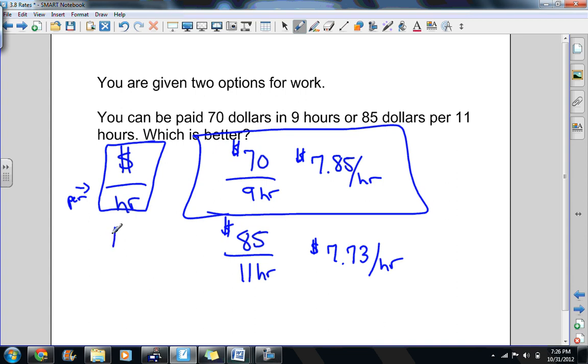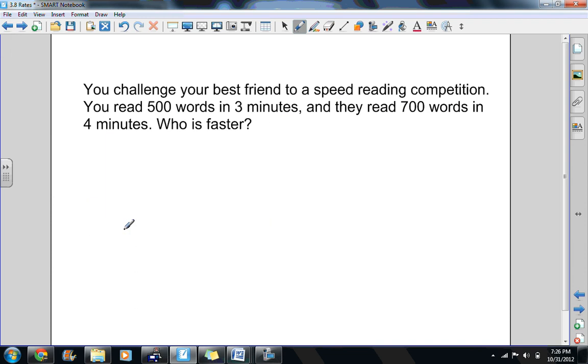Important thing to focus on, the label will tell you how to solve the problem. If you're looking for miles per hour, you do miles on top, hours on the bottom. So you challenge your friend to a speed reading competition. You read 500 words in 3 minutes, and they read 700 words in 4 minutes. Who is faster? Well, we care about your words per minute. Per means division, so you get words on top, minutes on bottom. No one cares about minutes per word. That doesn't make sense. So words per minute.